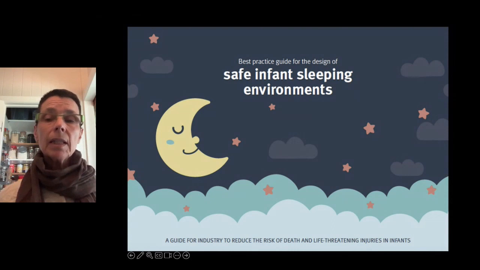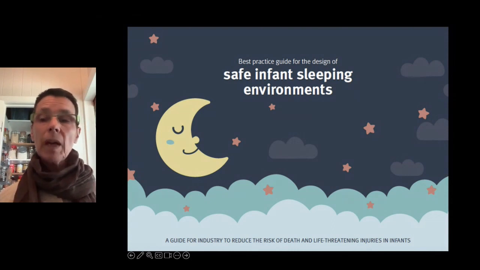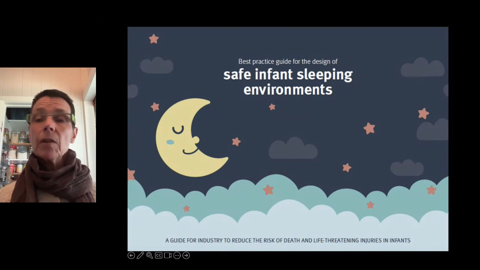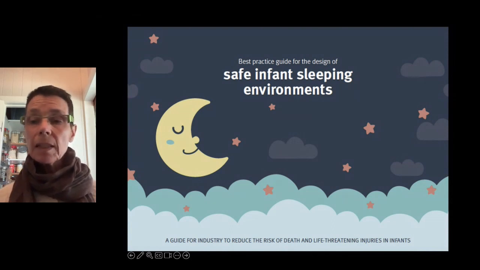So this guide seeks to preemptively get industry, parents, regulators, and safe sleep advocates on the same page so that parents can buy better and we can all sleep better. The guide can be found on the Product Safety Australia website, and in light of some of the emerging hazards, version 2 will be coming soon.